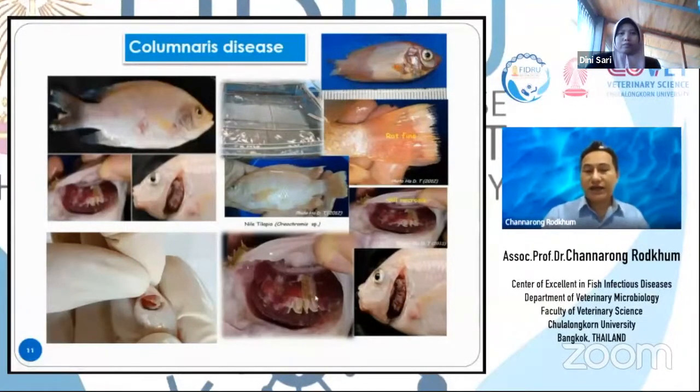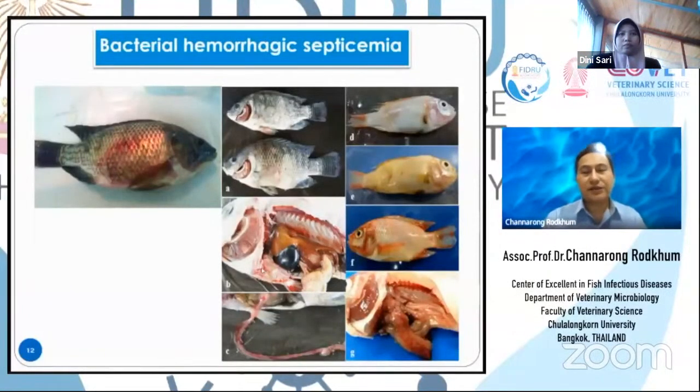If fish has the necrosis at the gill like this, it's difficult to survive because gill is a very important organ for fish. The next disease is bacterial hemorrhagic septicemia, caused by many bacteria such as Edwardsiella or Aeromonas species. You can see the big area of hemorrhage on the skin and fin of the fish. And when you make a necropsy, you can find hemorrhage in the internal organs.